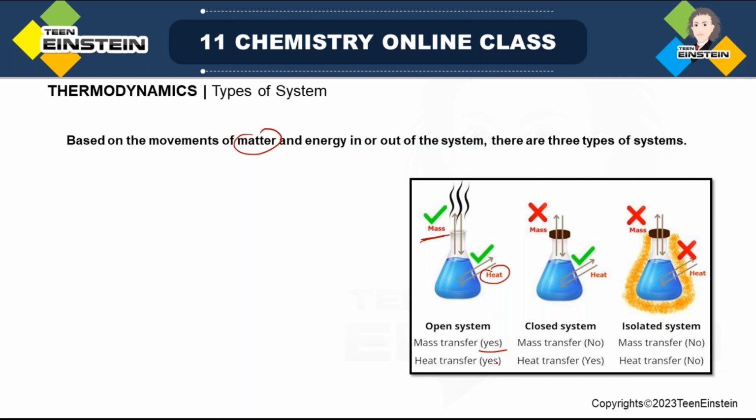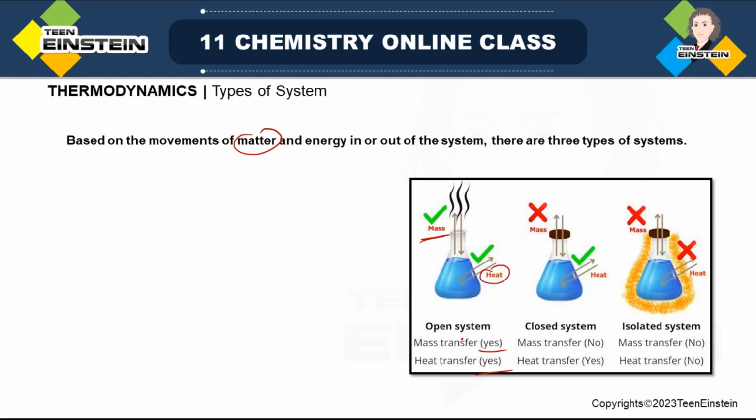So mass transfer, yes, it is possible. Heat transfer, yes, it is possible. So this is the example. You have taken any open beaker, that is, some open container, not necessarily a beaker. So it is that system where mass and energy, both can be exchanged.